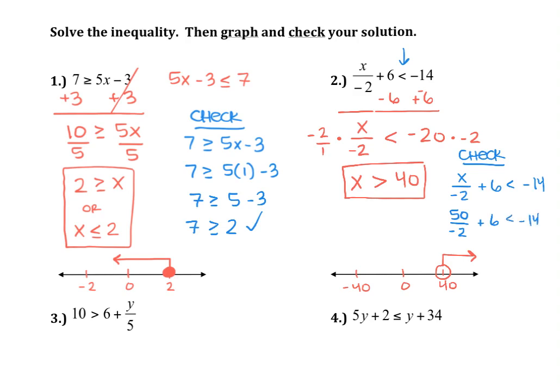So 50 divided by negative 2 is negative 25. Negative 25 plus 6 is negative 19, which is in fact less than negative 14. So that worked out for me.